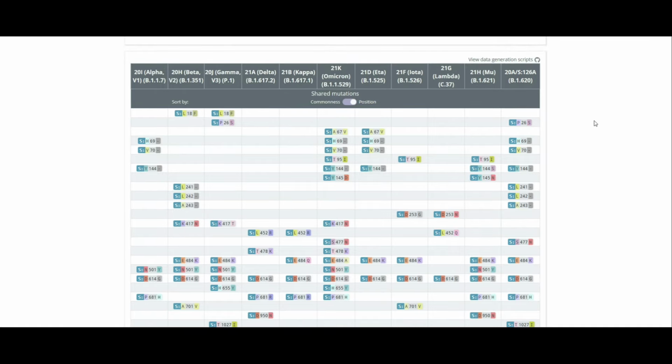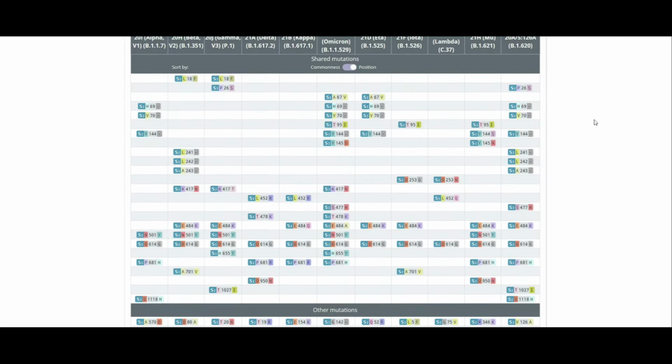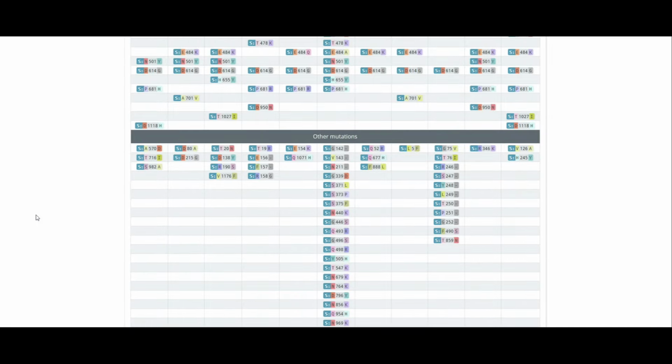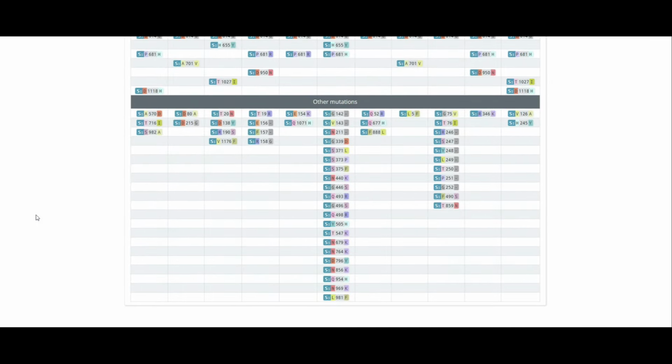This right here is once again linked in the description. In the top part here are mutations that are shared by different variants. In the middle is the Omicron variant, and these are all mutations shared by the Omicron variant. Down here are mutations not shared, and we see this long list for the Omicron variant, so it has a lot more of these mutations.